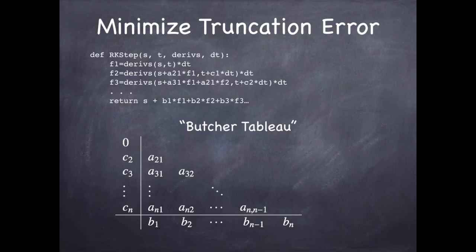And then you just repeat that process over and over again to get a bunch of Fs, F1, F2, F3, and so on. And then in the end, you return the old state, updated by some amount, and the amount is a weighted average of all the different Fs. So you can put all this information in a table called a Butcher table, and it basically represents the algorithm, whatever it is.